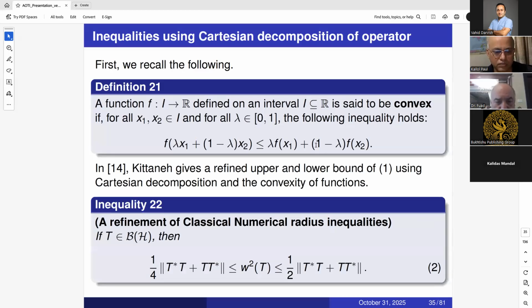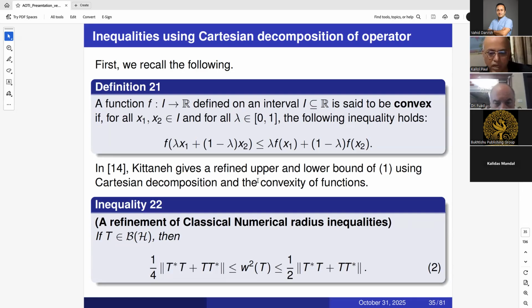So there is this famous result by Professor Howard, as I mentioned here, that the 1/4 norm of T*T plus TT* is less than or equal to w²(T), which is less than or equal to half of the norm of T*T plus TT*. And what has been used there, that is what I wanted to highlight, is this Cartesian decomposition and convexity.